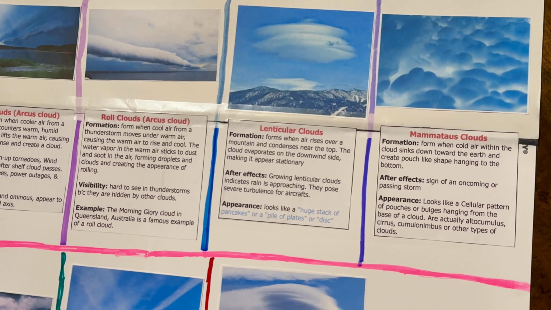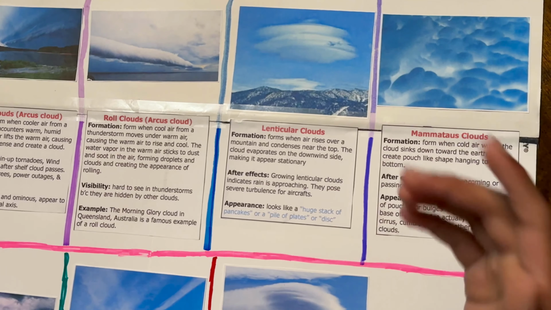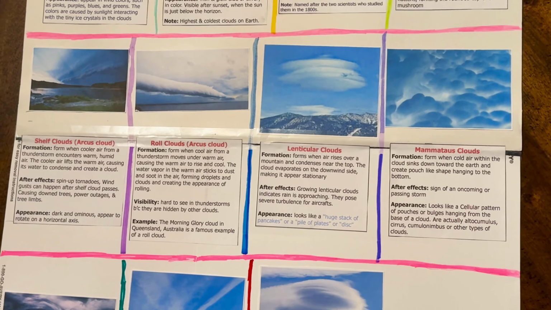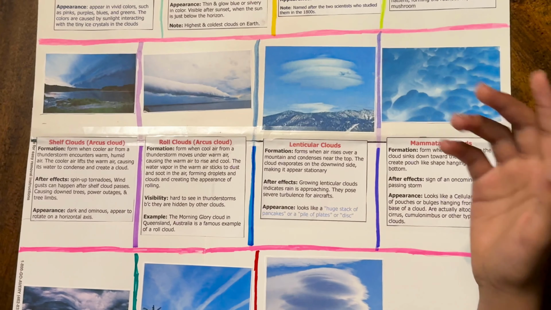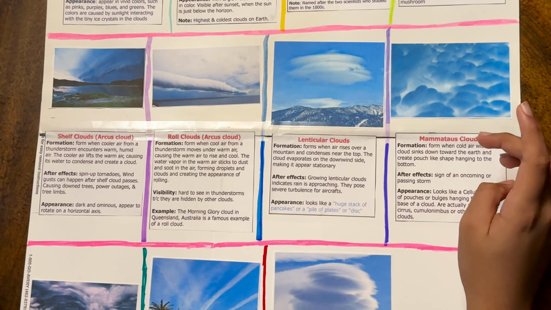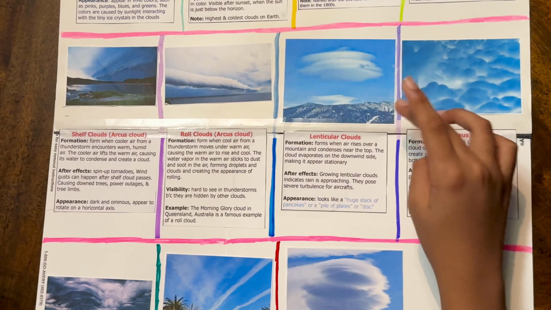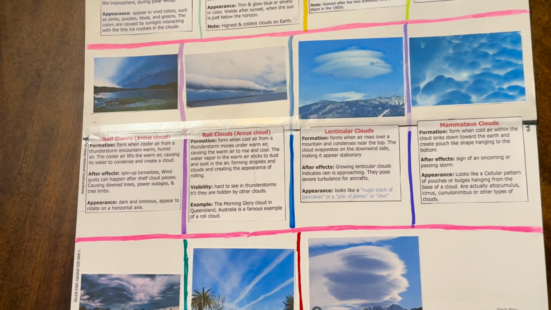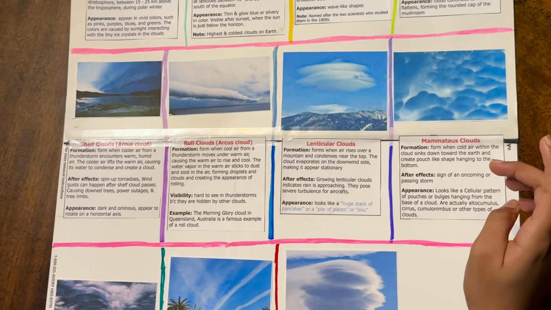This doesn't last very long, however, because eventually the atmosphere will not be disturbed, and the atmospheric pressures will be right, and this won't last long at all, okay? It looks like a cellular pattern of pouches or bulges that are basically hanging down from the cloud. So they're kind of a sign for an oncoming or passing storm.